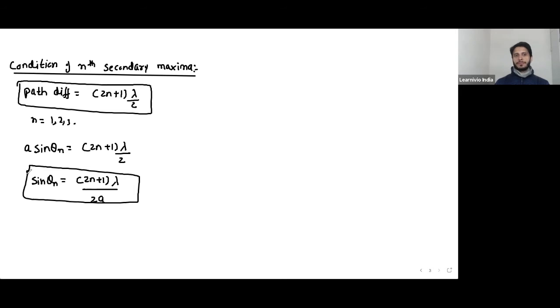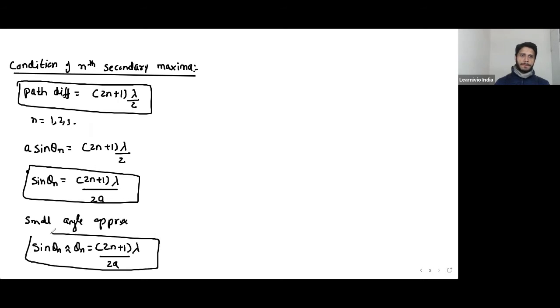Again, you can use small angle approximation. If I use small angle approximation, then I can write that this sine theta n is almost equal to theta n, which is equal to (2n plus 1) lambda by 2a. This is small angle approximation. Similarly, you can write yn, linear separation.